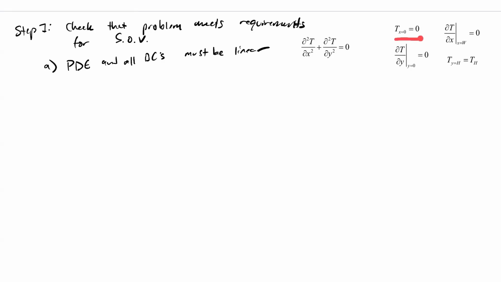We have just temperature is equal to 0. That's okay. We have just a derivative is equal to 0. That's okay, right? These are all linear, so we're check on that. We're okay with that one.